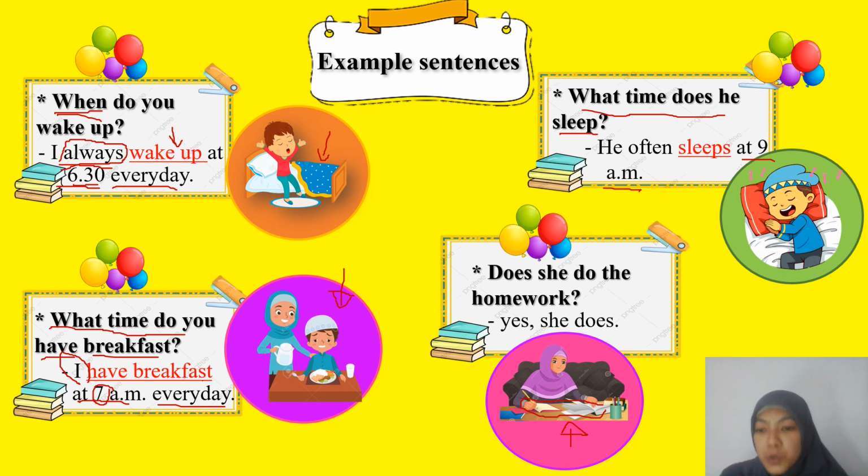What time do you do the homework? You can say, I do the homework at 7 p.m. Did you get it? I hope you understand, and it's very easy, because if you don't understand much about the sentence, you can just remember the daily routine vocabulary. For example, wake up, have breakfast, do homework, and sleep. Just that. It's easy, right? Let's move to the next slide.